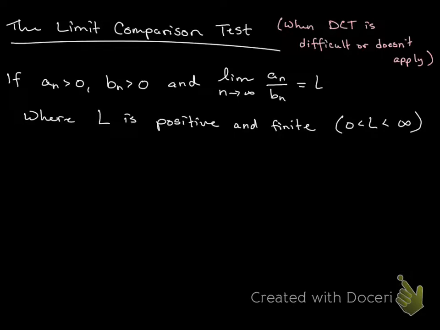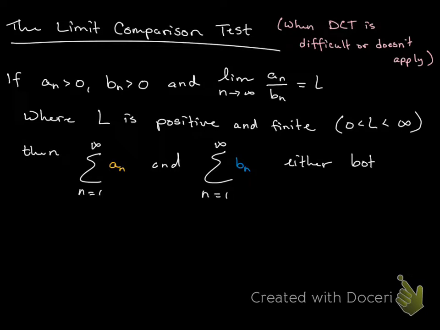Then this is another one that's similar to the integral test, where we have a coupled convergence or divergence. This means that the sum of a sub n and the sum of b sub n either both converge or they both diverge. So it's coupled. So I have to know about one of these two series. And then when I take the limit of a sub n over b sub n, I get a result that's finite and positive. I can say that either both of the series converge or diverge. It just depends on the series that I'm comparing to.